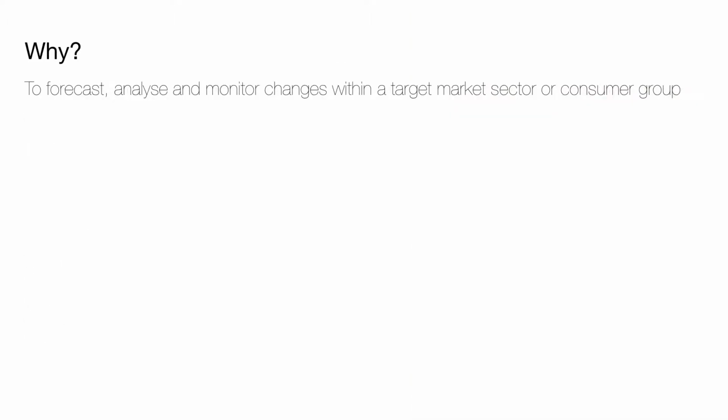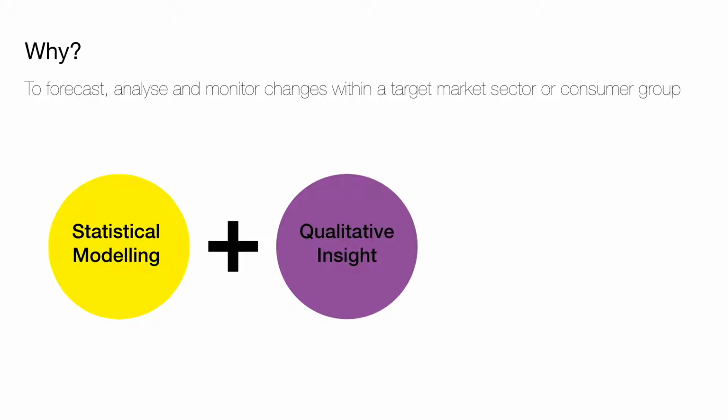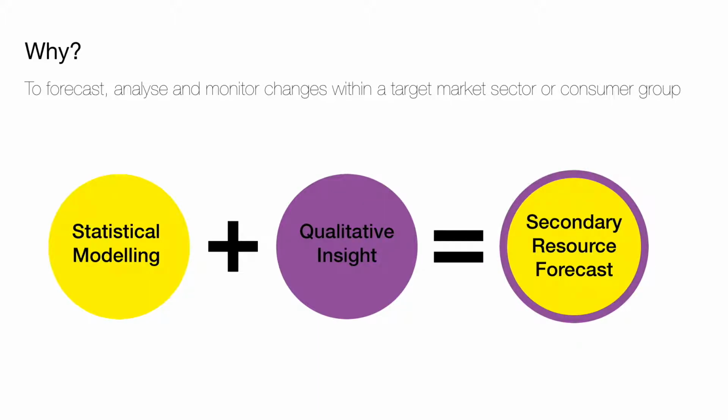So why do we need this information? This information allows us to forecast, analyse and monitor changes within a target market sector or consumer group, making sure that we're targeting the right consumer, as consumer groups and forecasts change the whole time. So basically, statistical modelling combined with quantitative and qualitative insights gives you a good secondary resource forecast.